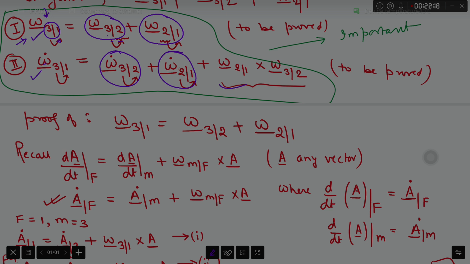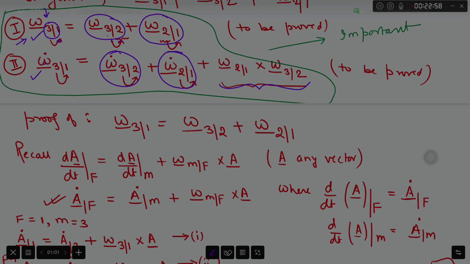There is an extra term that appears, a cross product between the angular velocity of 2 with respect to 1 and the angular velocity of 3 with respect to 2. We will prove it mathematically. There is no direct or simple physical way to explain it, at least to the best of my knowledge. But then the consolation is that we can prove this non-intuitive relationship using mathematics precisely. That's what we are going to do next.